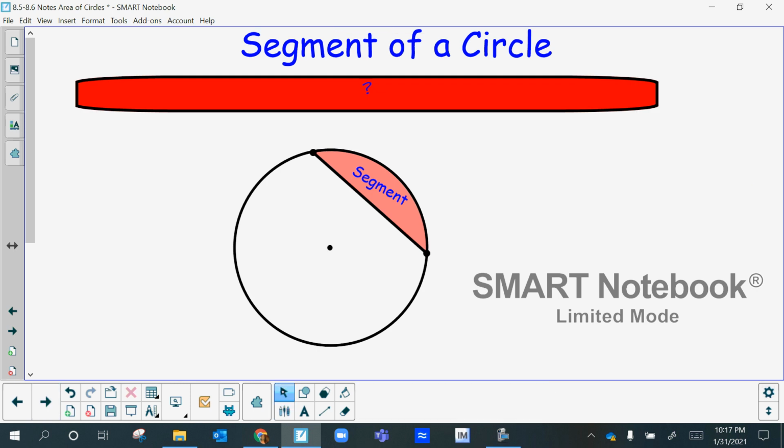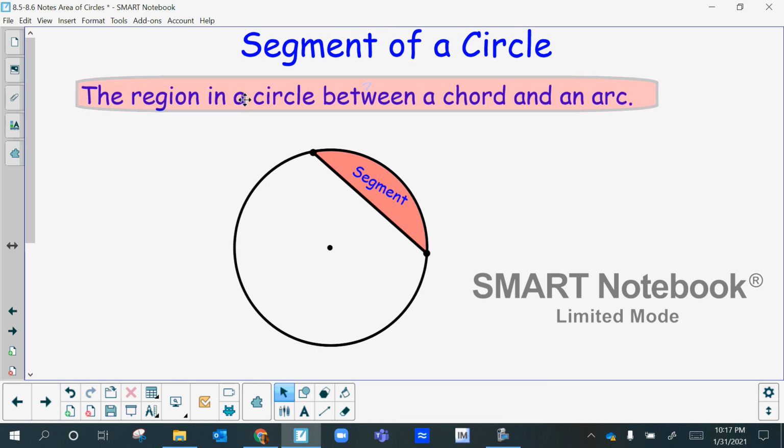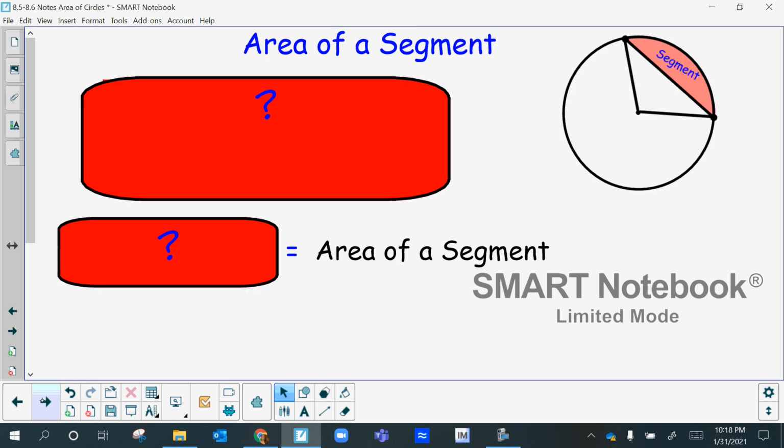Here's the next definition. Segment of a circle. What is a segment of a circle? It's a region in a circle between a chord and an arc. So I have it shaded right here. Here's the chord, and here's the arc. So how do we find the area of that? That's what's going to come up next. So just so you know, that's the segment of a circle.